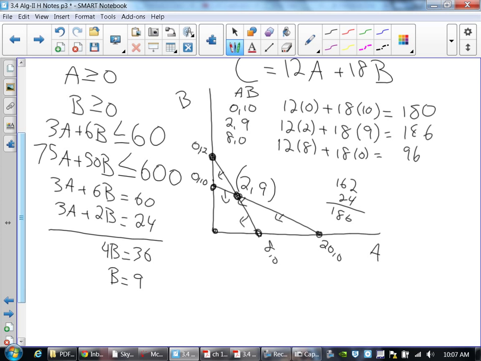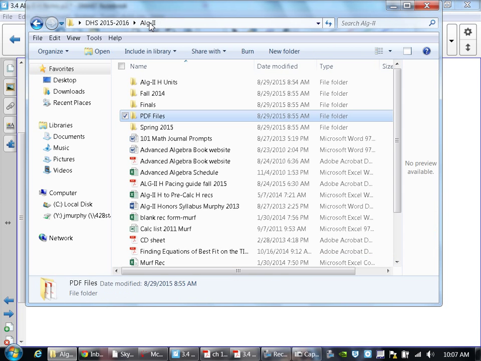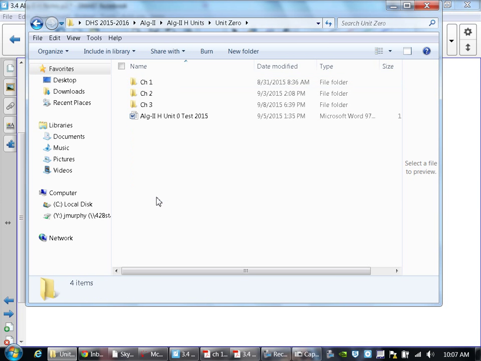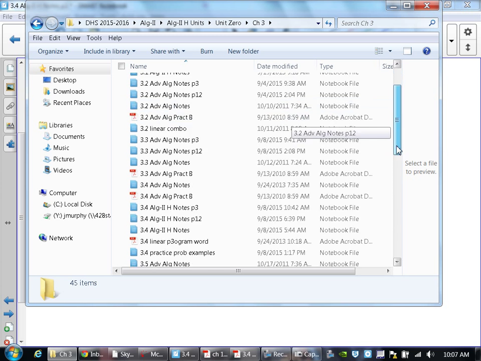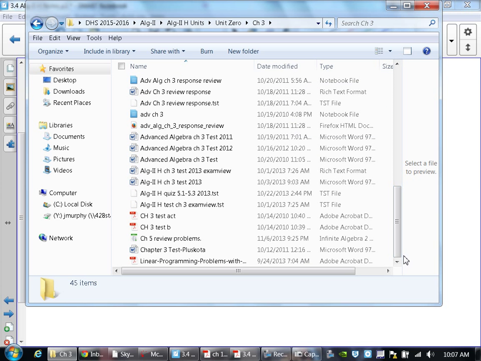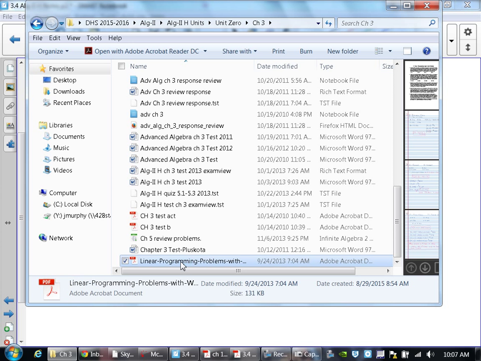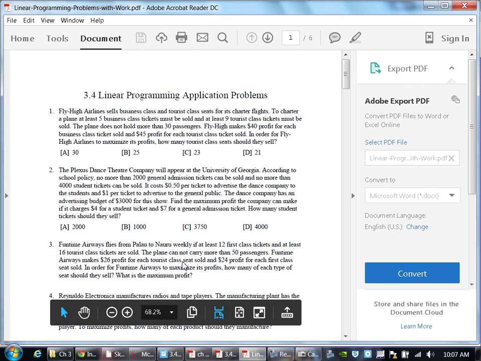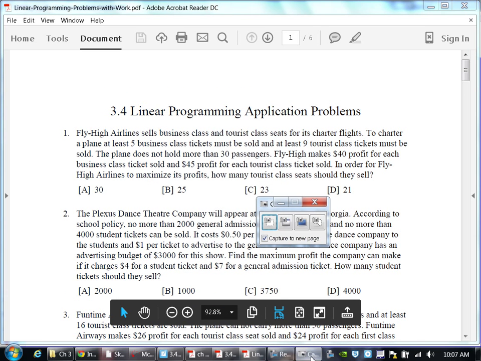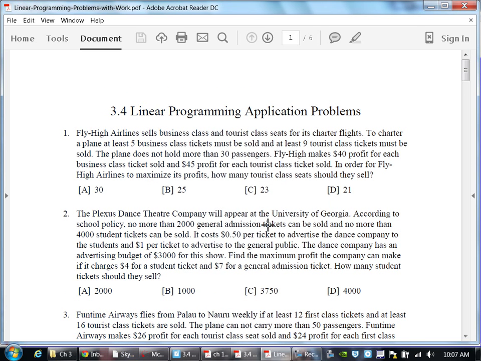Use a separate sheet of paper. Just a regular separate sheet, yeah. So if I'm looking at this one, I'd like you guys to start writing this out.